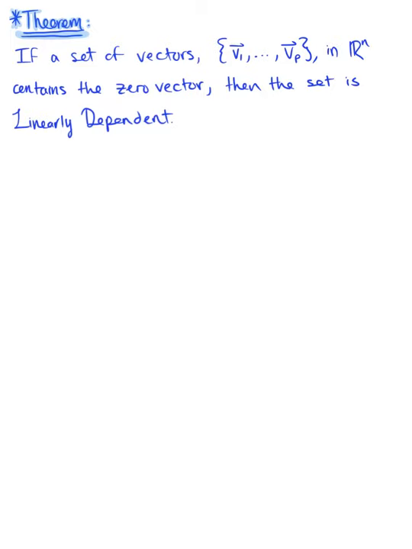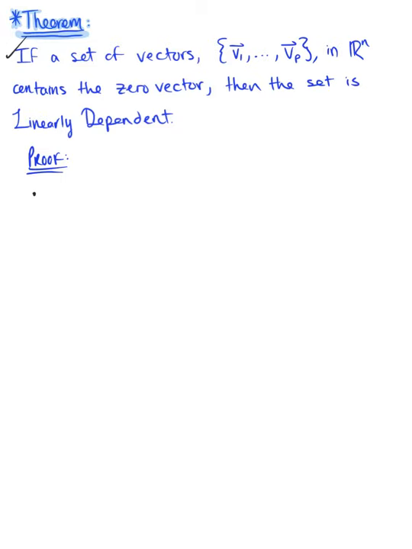So here's another fun theorem that provides us with a shortcut when exploring the relationship between a set of vectors, or between the vectors in a set. This theorem says that if a set of vectors v sub 1 through v sub p in Rn contains a zero vector, then the set is automatically linearly dependent. So if a set of vectors contains a zero vector, we can automatically state that that set is linearly dependent. This is an awesome shortcut, so let's prove this theorem so that we can take advantage of it.